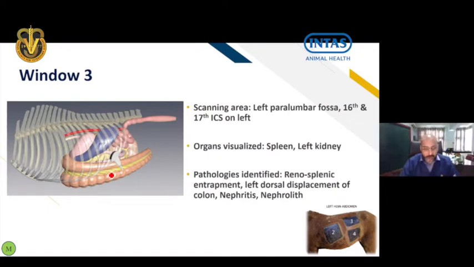And how are you going to scan here? Look at this. This is how your direction should be, from dorsal to ventral, ventral to dorsal, and dorsal to ventral. Those are the basic movements of the transducer. You can do fanning of the area around whenever you find the organ, or when you want to see the full organ in a view.